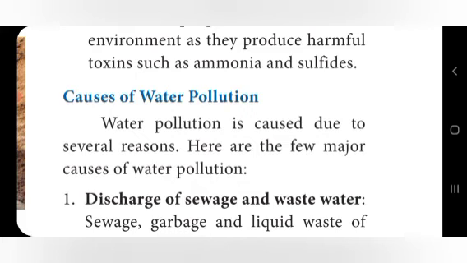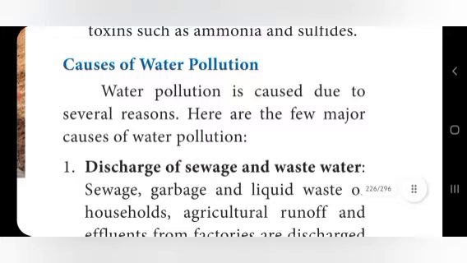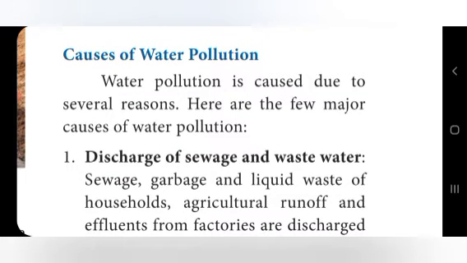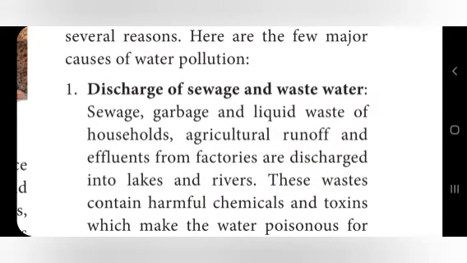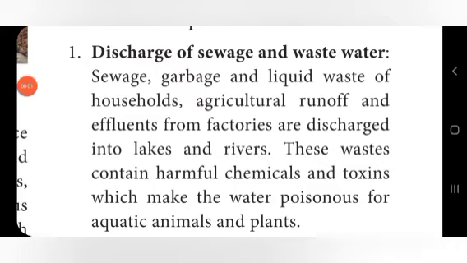Causes of water pollution. What are the causes of water pollution? Water pollution is caused by several reasons. Here are some of them. The first one is discharge of sewage and wastewater. Sewage, garbage and liquid waste of households, agricultural runoff and effluent from factories are discharged into lakes and rivers.